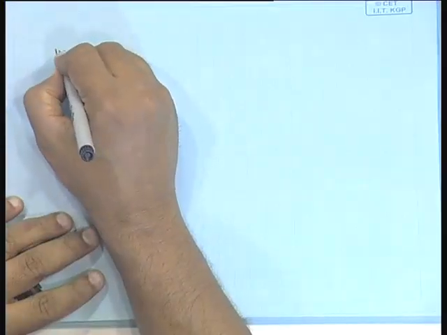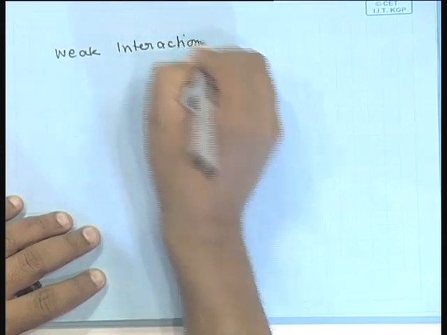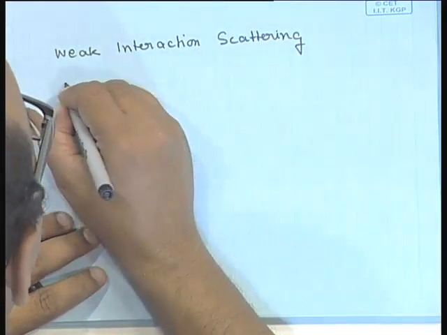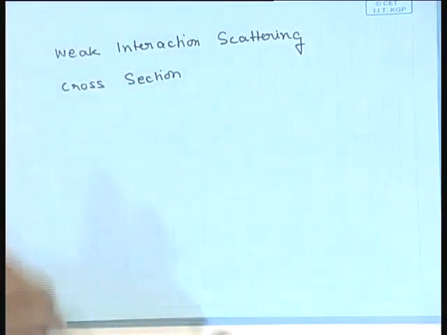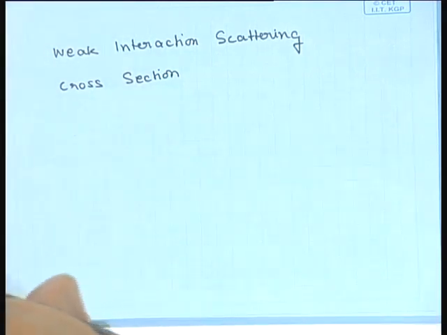Now, what is it that contributes to these reaction rates? Let me just give you a brief idea. The first thing that contributes is the weak interaction scattering cross section. These reactions are weak interactions, and the weak interaction scattering cross section is what comes in, and that is there in the factor A outside.